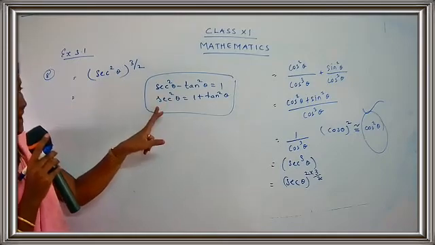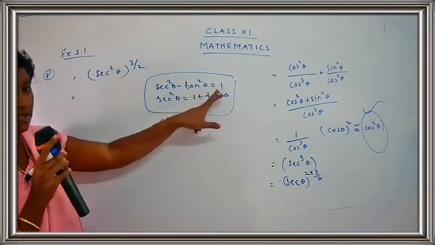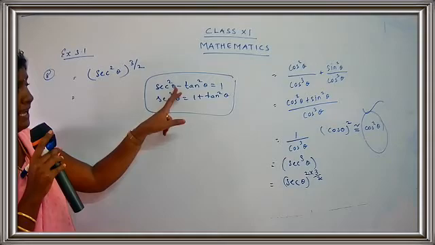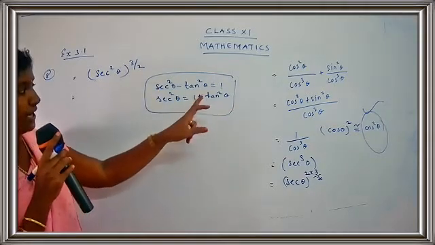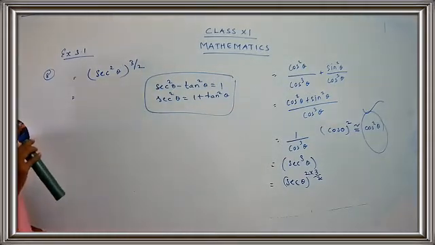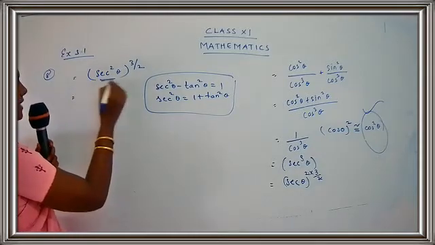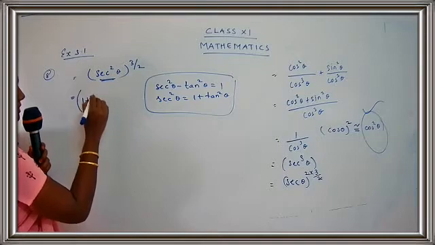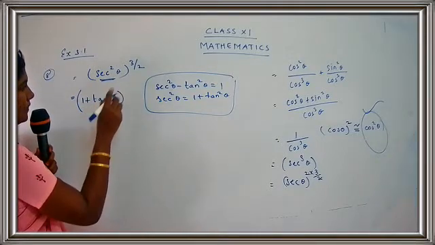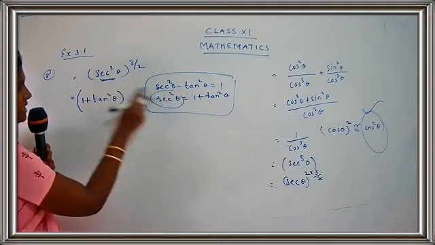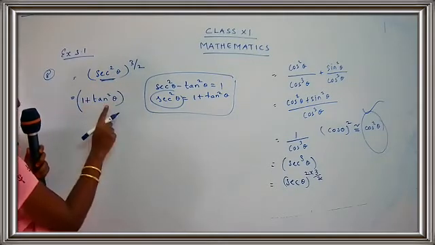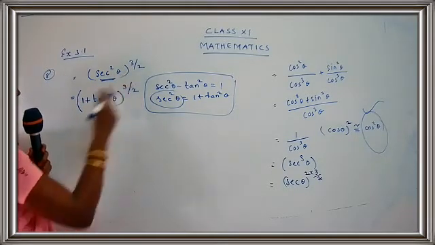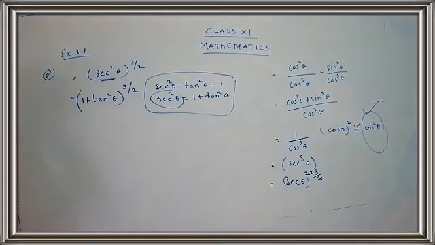So secant square theta is equal to 1 is already present on the RHS part. Take this minus to the RHS part, so you get plus tan square theta. I'm just going to replace this part. I get this is equal to 1 plus tan square theta. So I have changed secant square theta as 1 plus tan square theta. What is left here? 1 plus tan square theta to the power 3 by 2. Take down the steps, children.